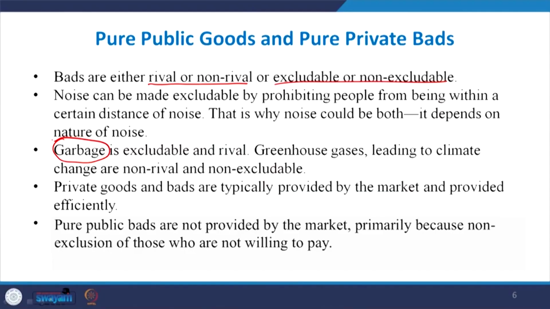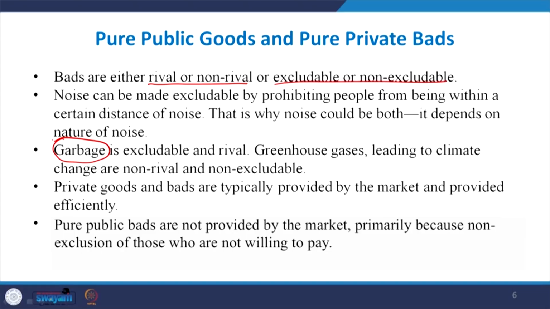Now, take another example, like greenhouse gases. Greenhouse gases are a non-rival product leading to climate change. So, climate change and global warming are bad products and they are non-rival and non-excludable.